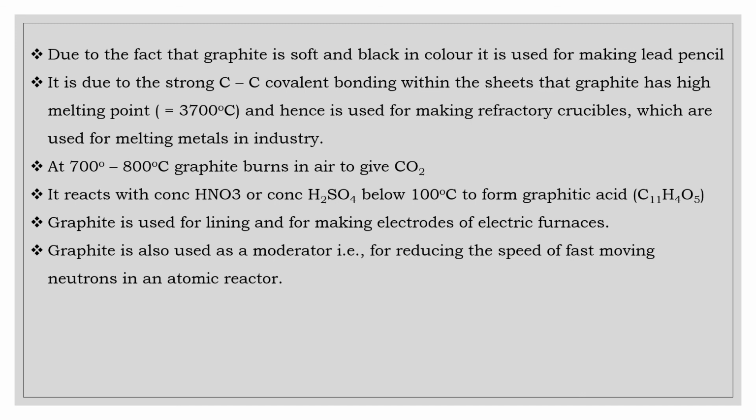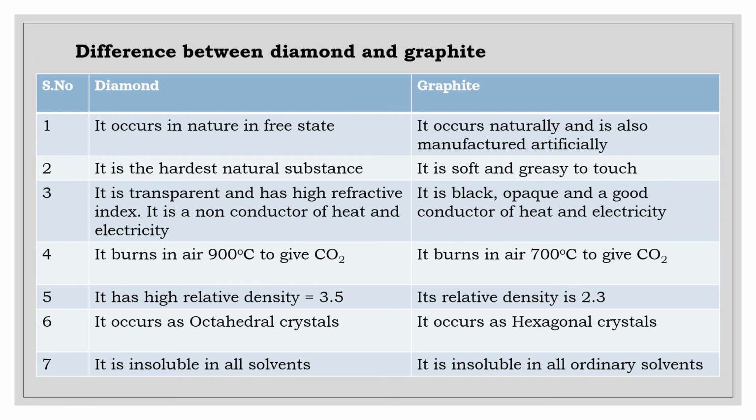Graphite finds its major use as a moderator. A moderator, in the sense, just controls the speed. Since it is capable of controlling the speed of fast moving neutrons, it is used as a moderator in the atomic reactor. Now, what is the difference between diamond and graphite?